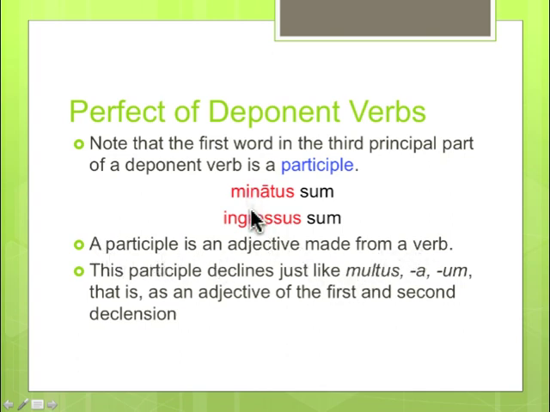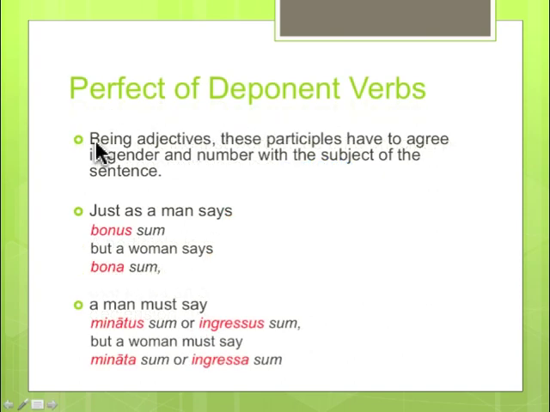Now this participle, and Latin has several participles made from verbs, this participle, which is the first part of the perfect tense of a deponent verb, declines just like multus, multa, multum. That is, as an adjective of the first and second declension. Being adjectives, these participles have to agree in gender and number with the subject of the sentence.